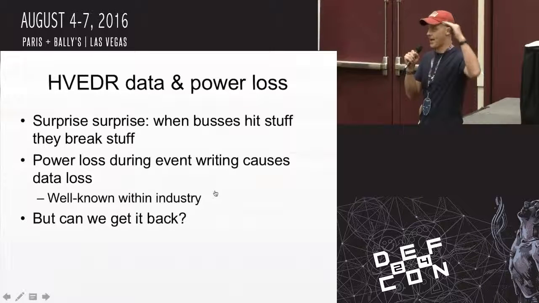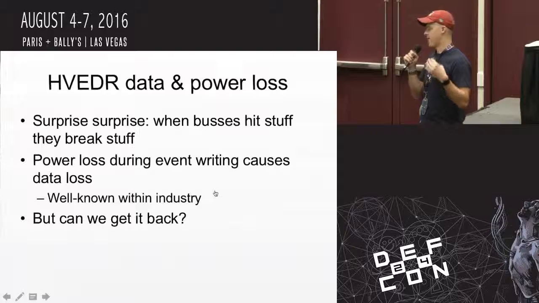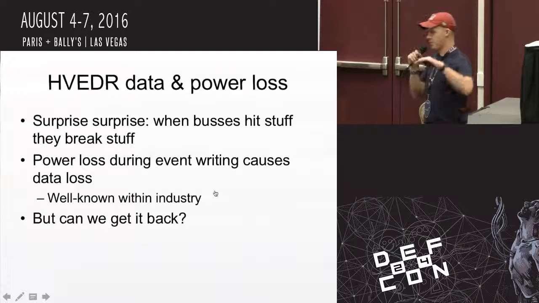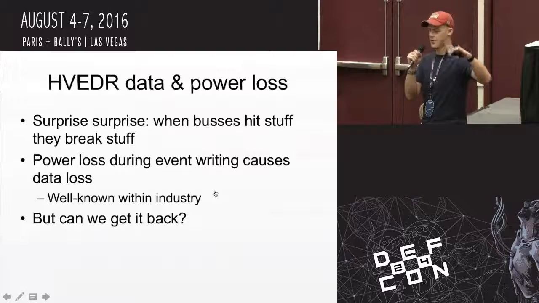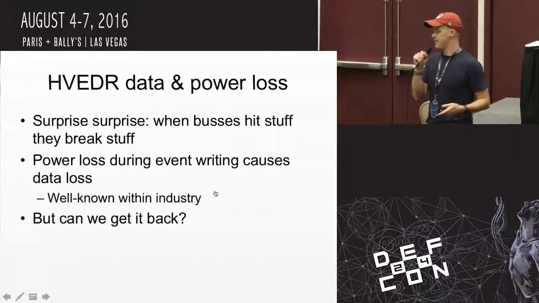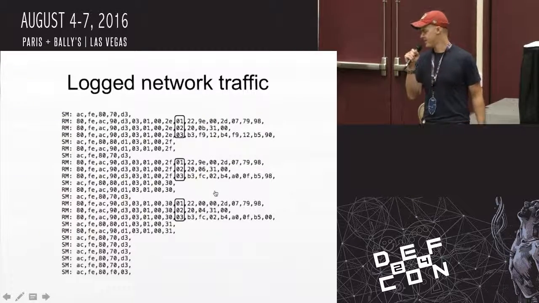And when it detects this speed loss, it's not like a passenger airbag where it has an accelerometer and detects a shock. It just detects a sudden drop in wheel speed, which is transmitted over either the J1708 or J1939 bus. And if it's interrupted while it's writing, then you get an incomplete record. So, but can we get it back?